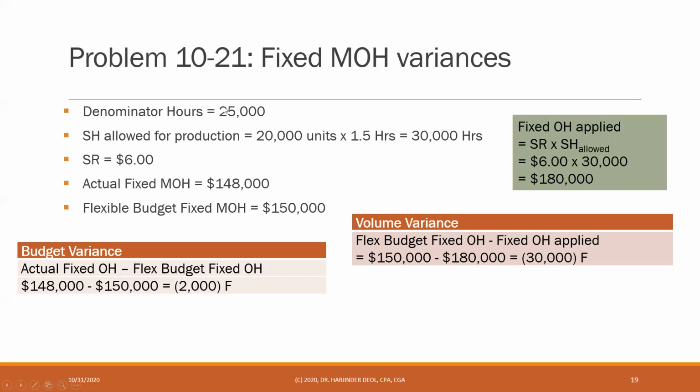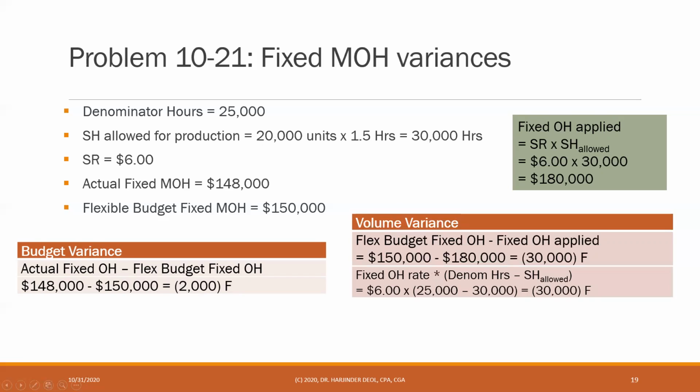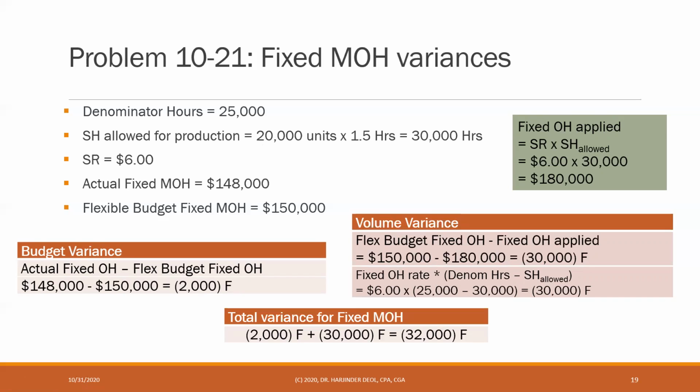We could alternatively have calculated the same amount by taking the standard rate of $6 and multiplying it with the difference between the denominator hours and the standard hours. Denominator hours were 25,000, standard hours are 30,000. That's a difference of 5,000 negative. Multiply that by $6 an hour, and we get $30,000 favorable for the volume variance. So the total variance for fixed manufacturing overhead is therefore 2,000 favorable for the budget variance, 30,000 favorable for the volume variance, for a total of $32,000 favorable.